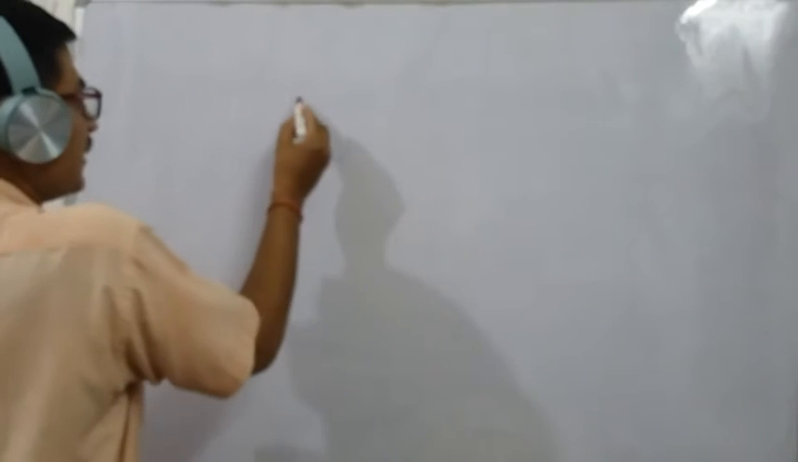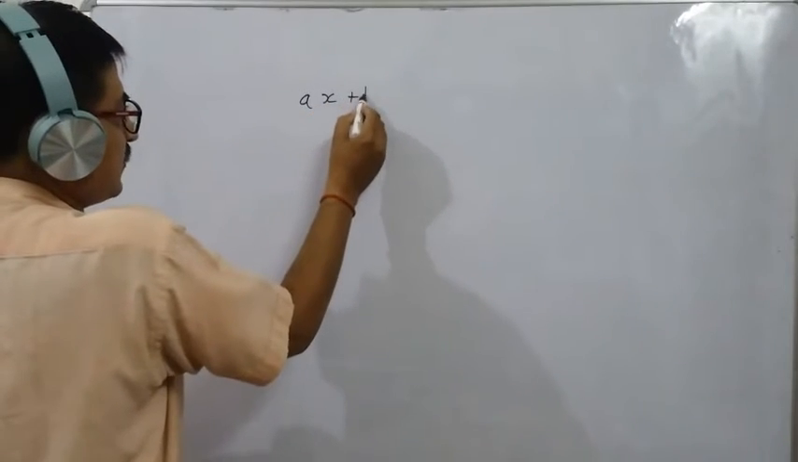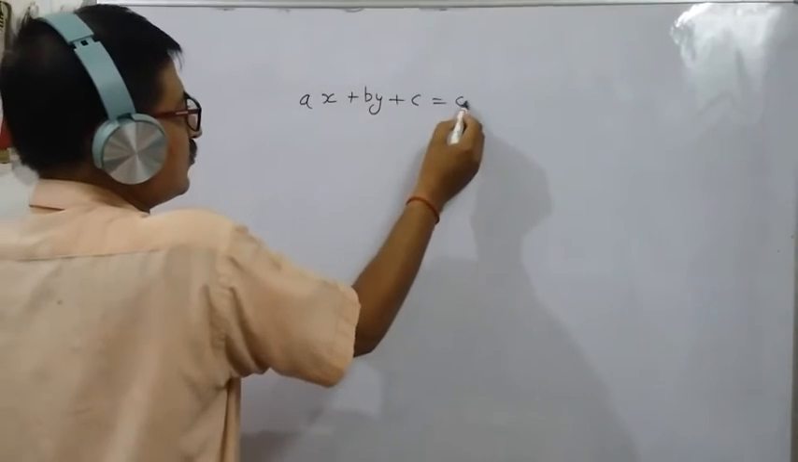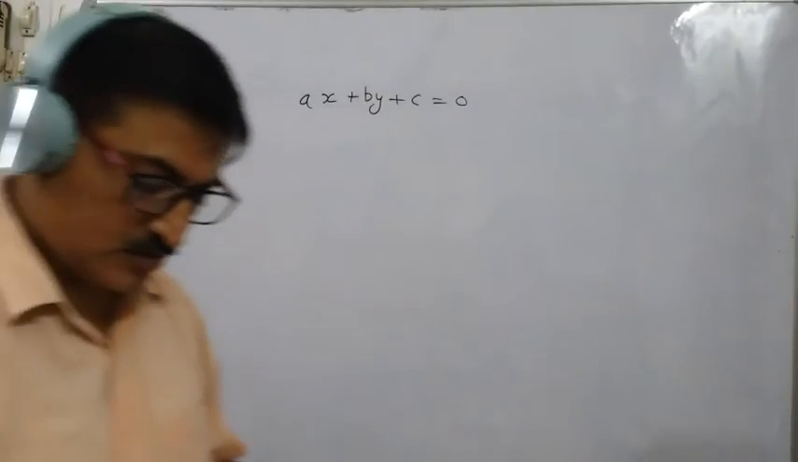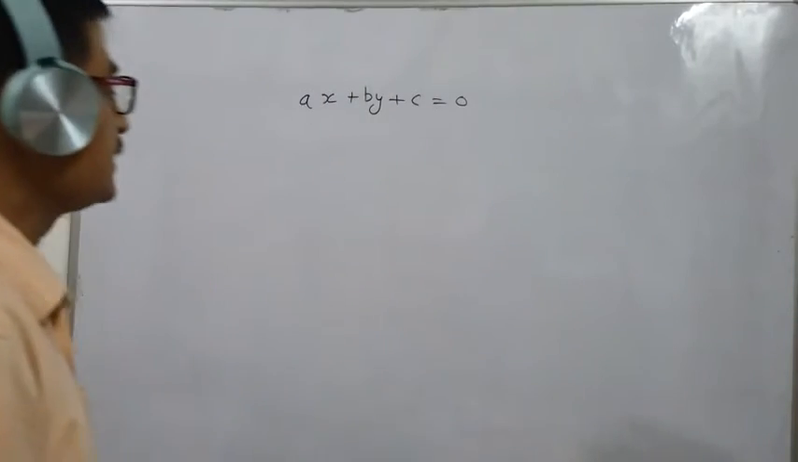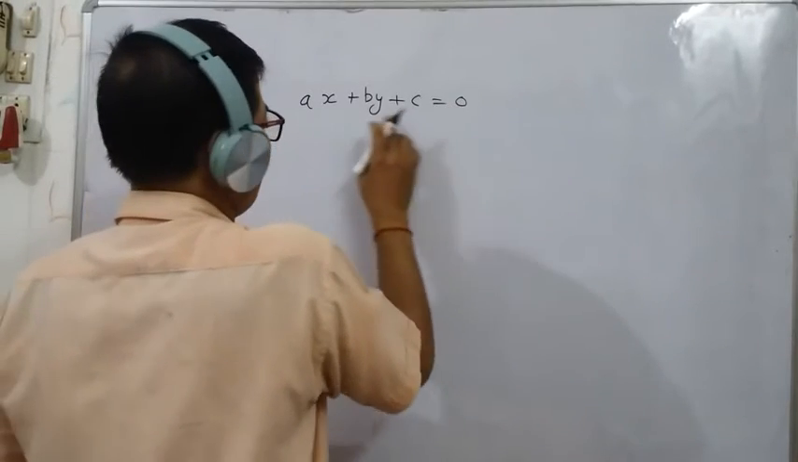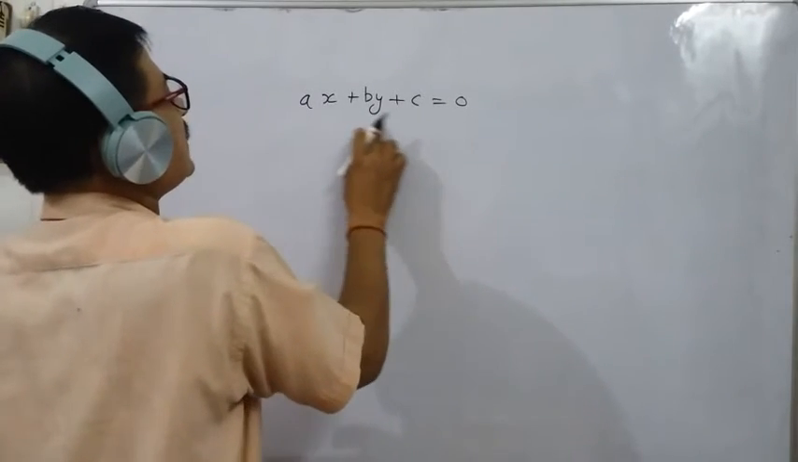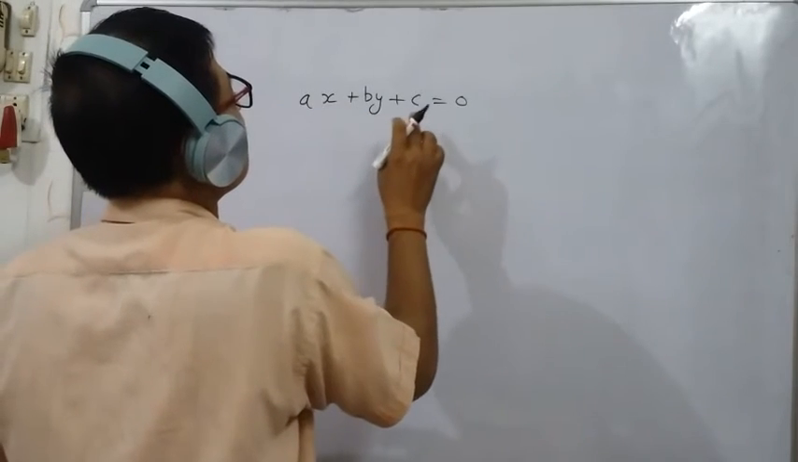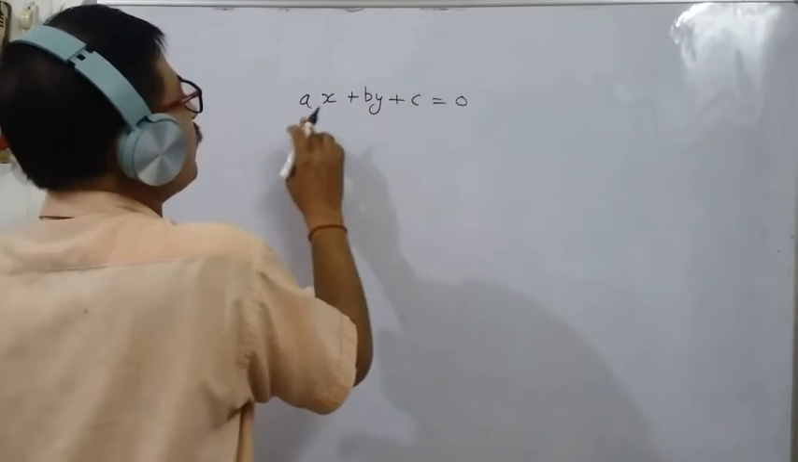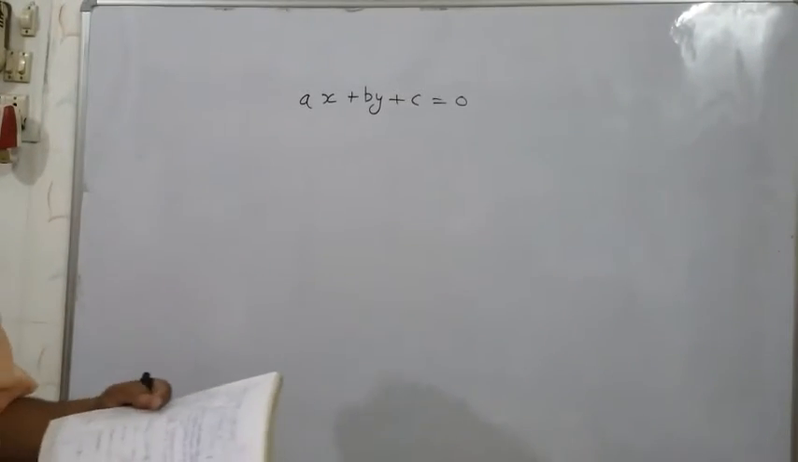An equation of the form ax plus by plus c equal to 0 is called a linear equation in two variables. Because the degree of this equation is 1, therefore this is a linear equation of two variables, x and y.